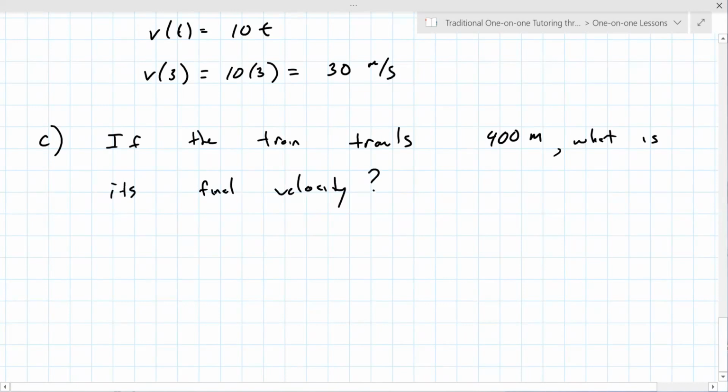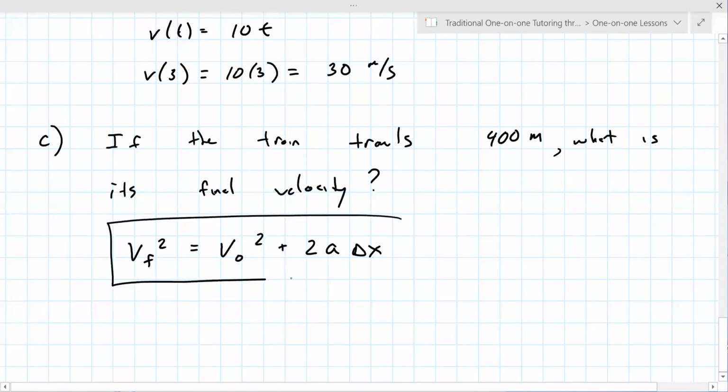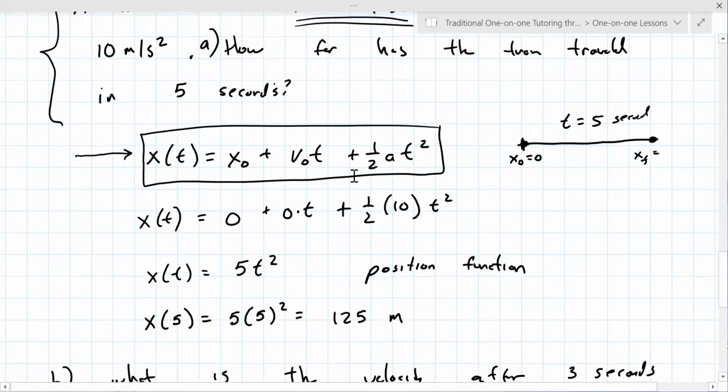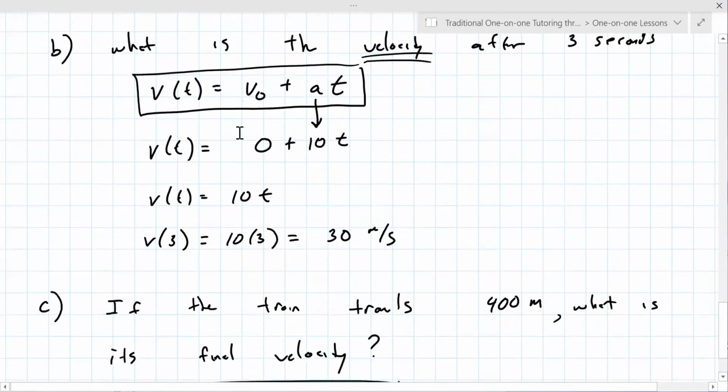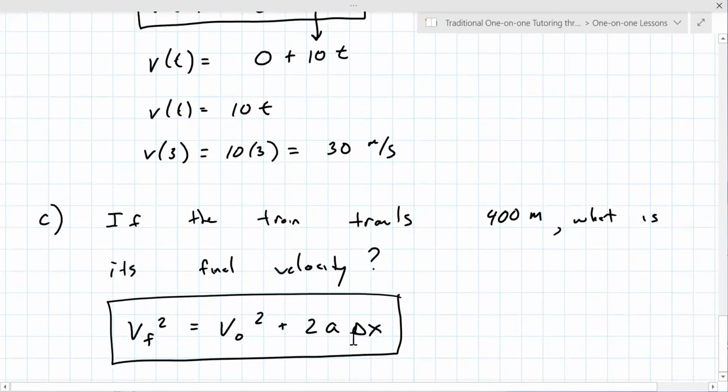So there's yet a third equation here. V final squared equals V initial squared plus 2 times acceleration times change in position. So there are 3 equations of motion. There's the one we used in part A, this one in part B, and another one here in part C.